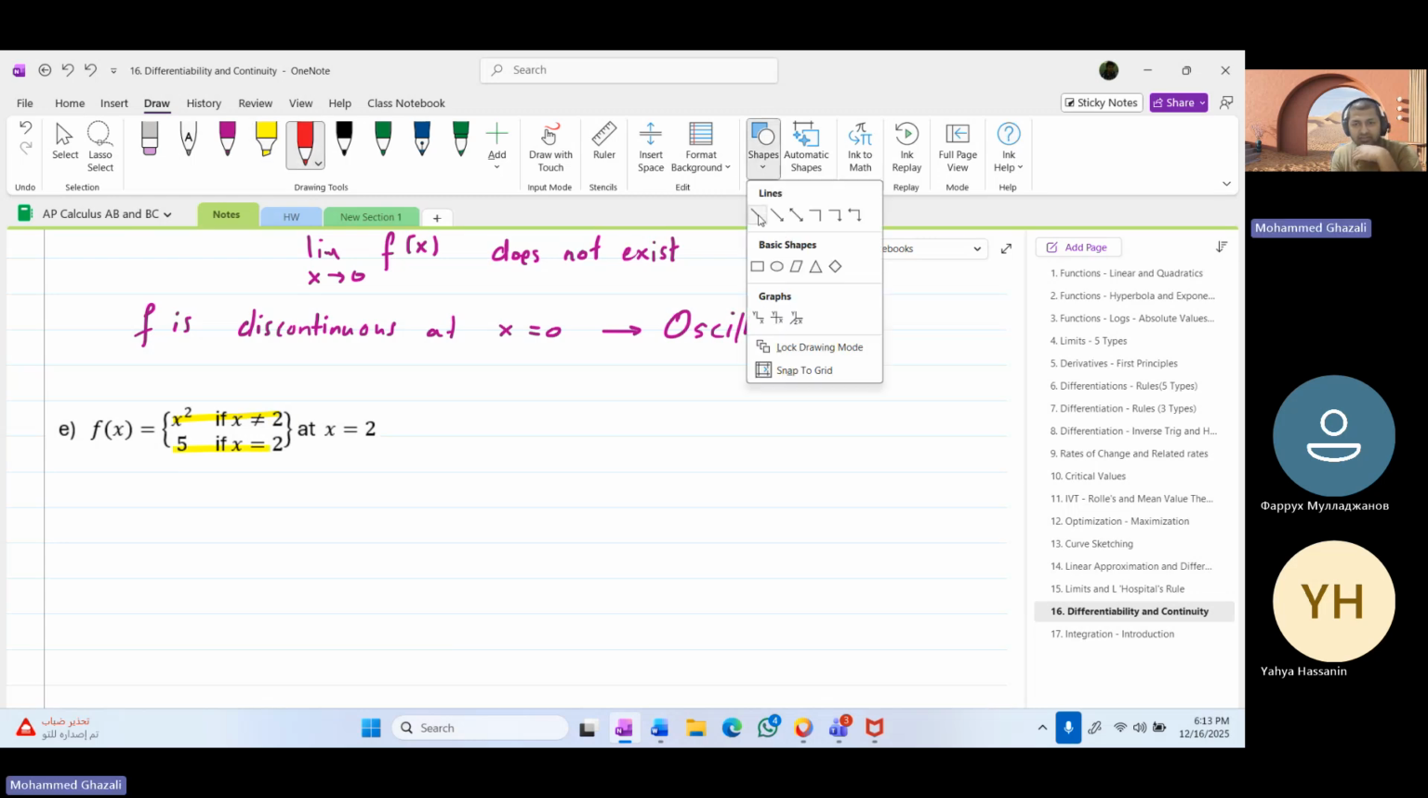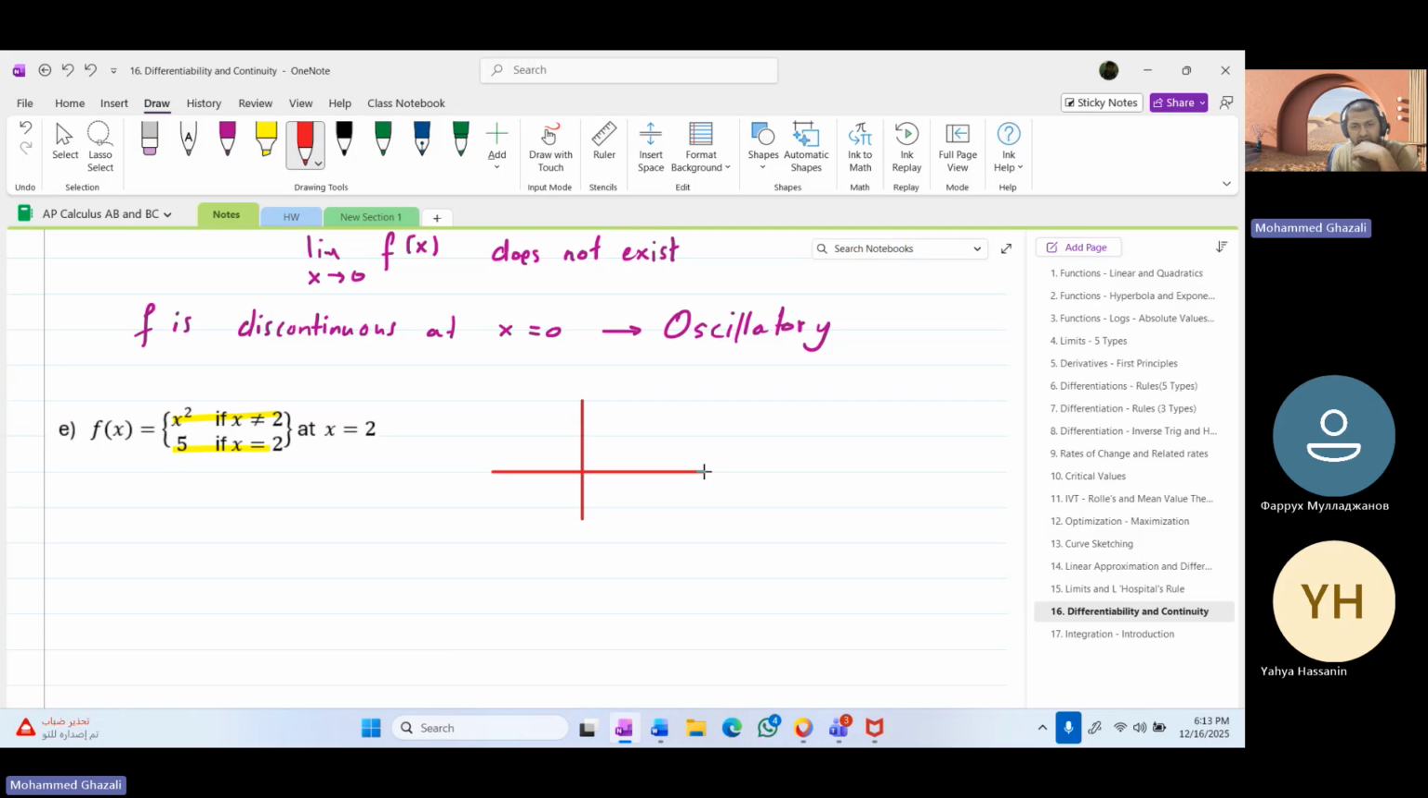So how do I sketch that graph? x squared if x is not equal to 2. Let me sketch a graph of y equals x squared. It's a full quadratic function, but x is not equal to 2, so I'm going to make a gap here. It's a graph for everything but 2. Are we good?